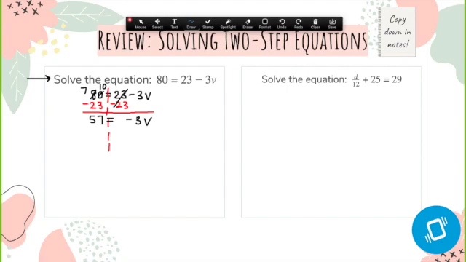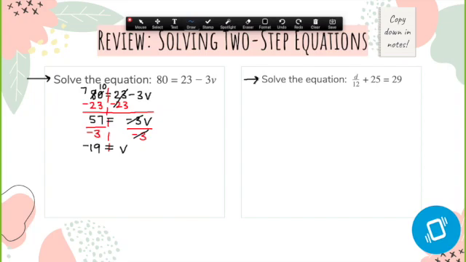Now I see that negative 3 is multiplying by v. So I'm going to complete the opposite operation, which would be to divide by negative 3 on both sides. When I do that, I get my answer, negative 19. And so this cancels out, and I'm left with v equaling negative 19.